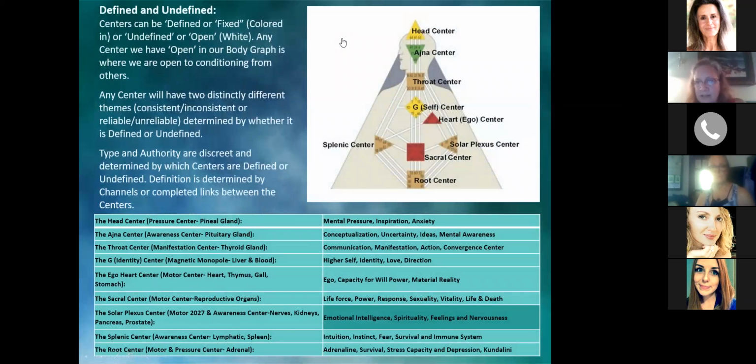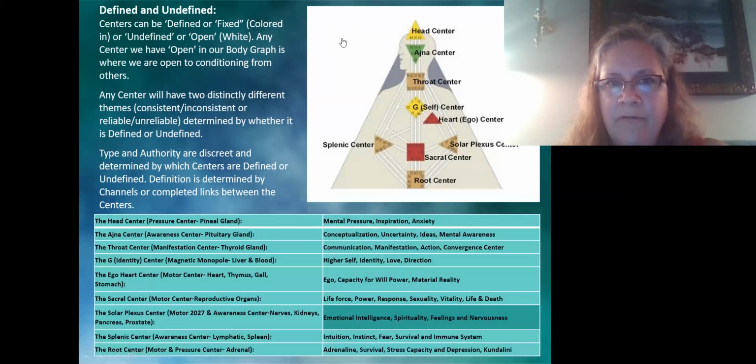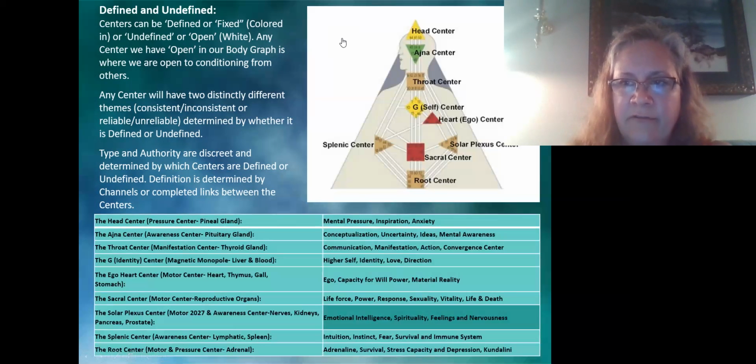So whether these centers are defined or undefined, defined would also be called fixed. And that is your energy coming and manifesting into a center. When they're undefined or open, they're not colored in, they are white when you're looking at your own body graph, which you can find at the Jovian Archive. I strongly recommend a visit there.